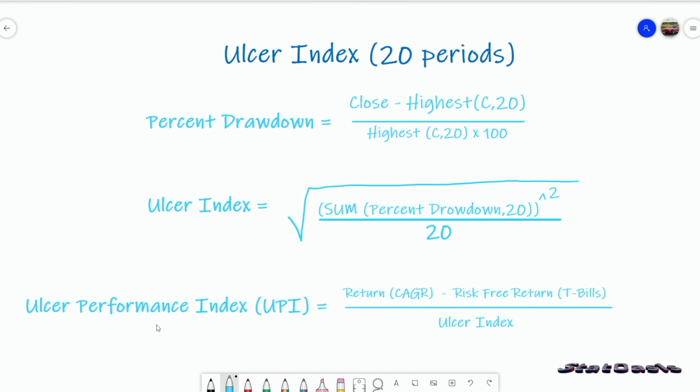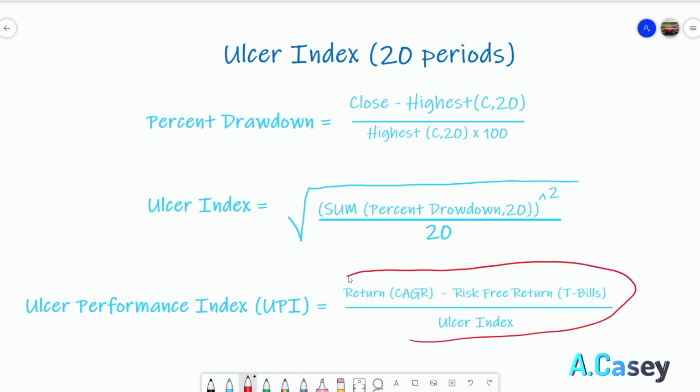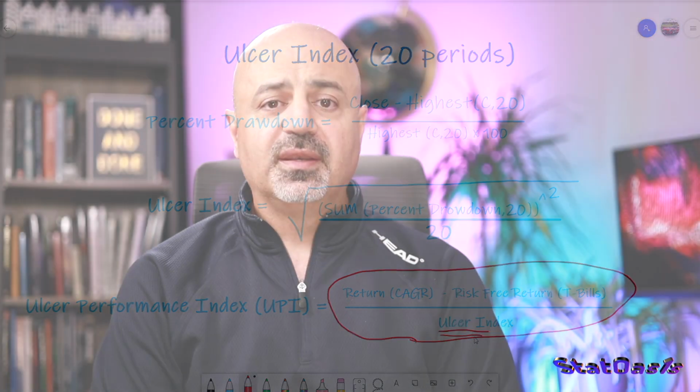The Ulcer Performance Index replaces the standard deviation with the Ulcer Index. So this is actually the same equation as the Sharpe ratio, except we are replacing the standard deviation with the Ulcer Index.